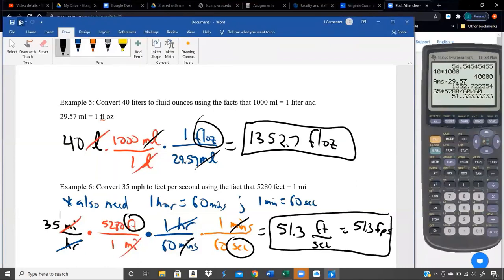Again, F for feet here, not frames. Not talking about a refresh rate on a piece of technology. So 35 miles an hour is 51.3 feet per second. Now here's something cool you can do.